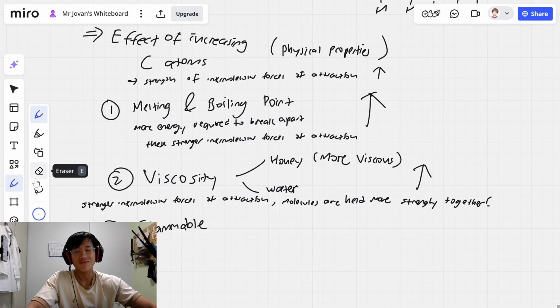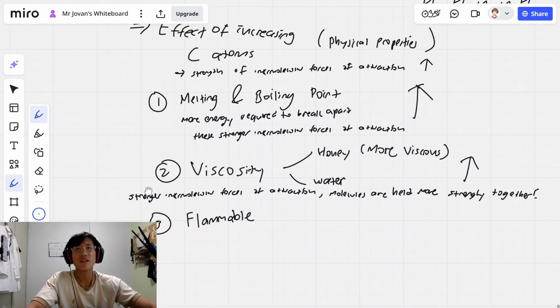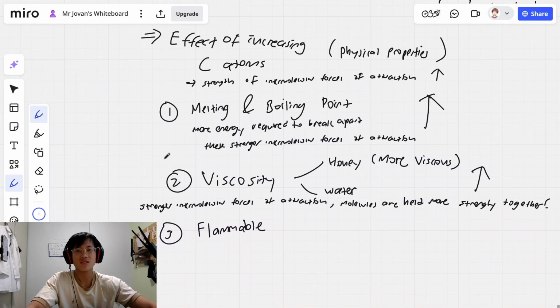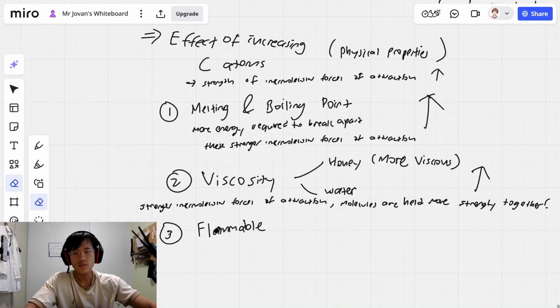So in honey, I want you to imagine, since they are held so tight together, that's why it's very hard to separate honey, and that's why honey is so sticky. Because all the molecules want to stick together. Not like water. Water is not viscous because it's very flowy. So viscosity is affected by carbon atoms. More carbon atoms, greater viscosity. Last one, flammability. How flammable is it? I'm going to use the word flammability instead.